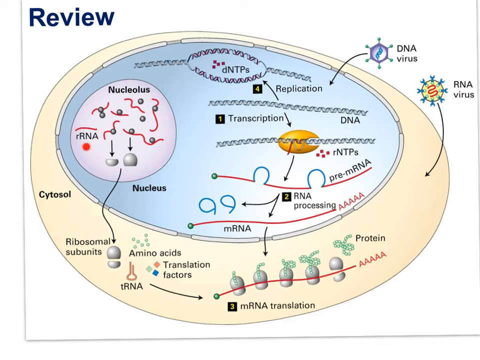Ribosomal RNA is transcribed in the nucleolus to form single-stranded molecules that become, along with protein, the ribosome. We can see tRNAs and amino acid monomers in the cytoplasm. And over here, again, we can see the formation of the polypeptides.